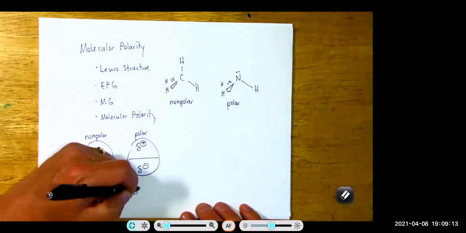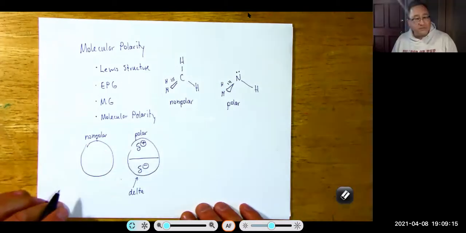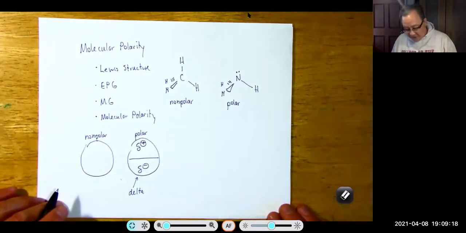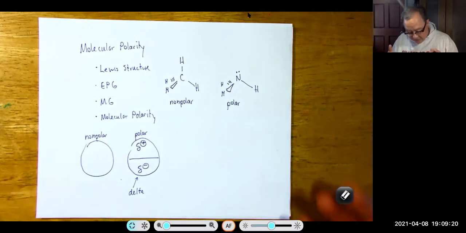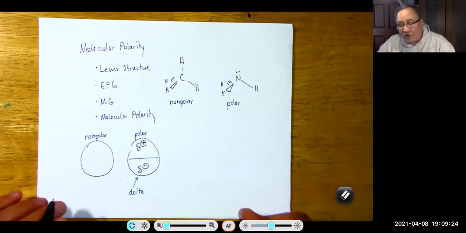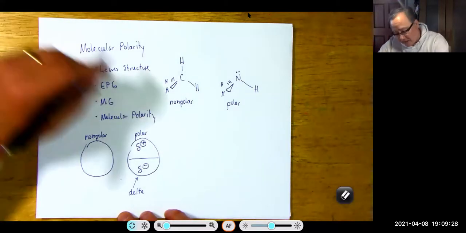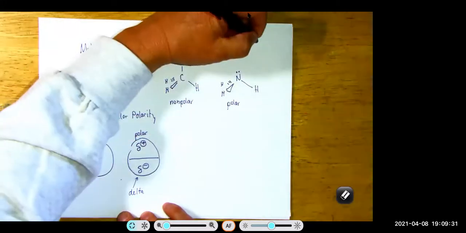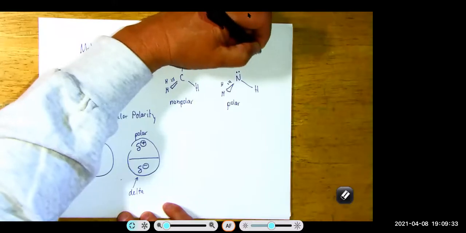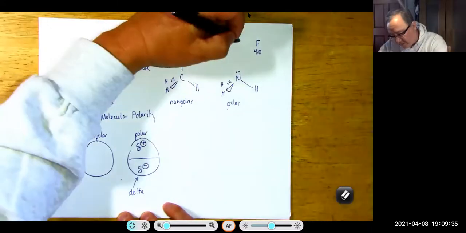And that's with the formal charges? No, that's not what the formal charge is. Here's how I assign molecular polarity. You first of all have to know electronegativities. And remember that little chart I gave you, where fluorine was 4.0? Oxygen was a 3.5.